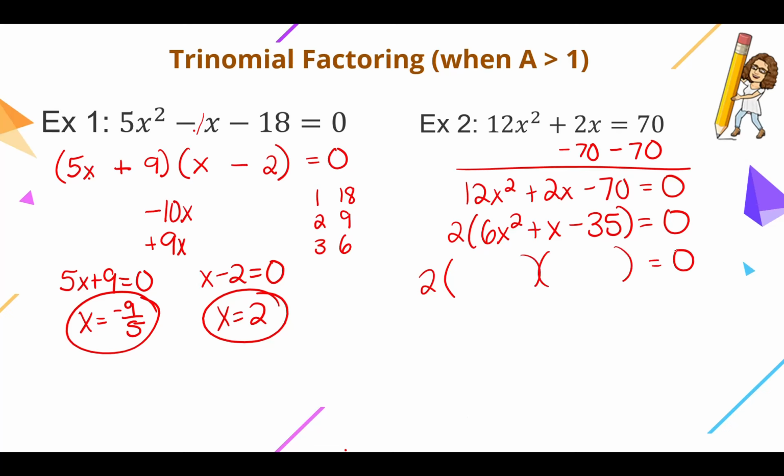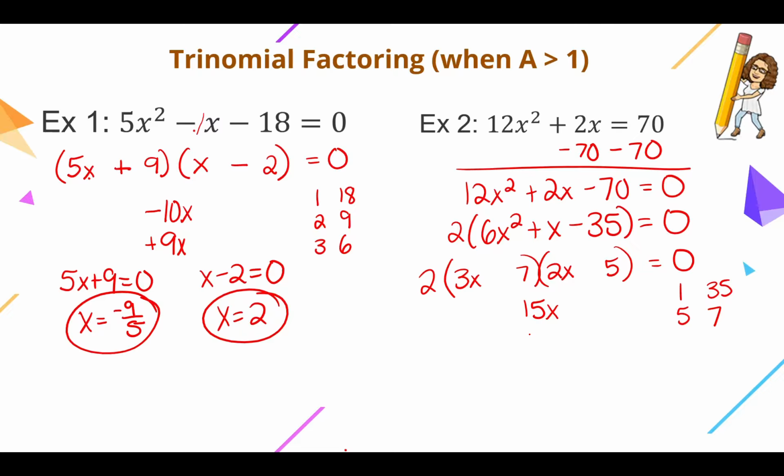6x squared. I can make 6x squared using a 3x and a 2x or a 6x and a 1x. Let's try a 3x and a 2x. Not sure if it's right. We're just going to try it. We're spitballing here. 35. Things that make 35. 1 and 35, and I think 5 and 7. Let's try 5 here, 7 there. 3x times 5 is 15x.